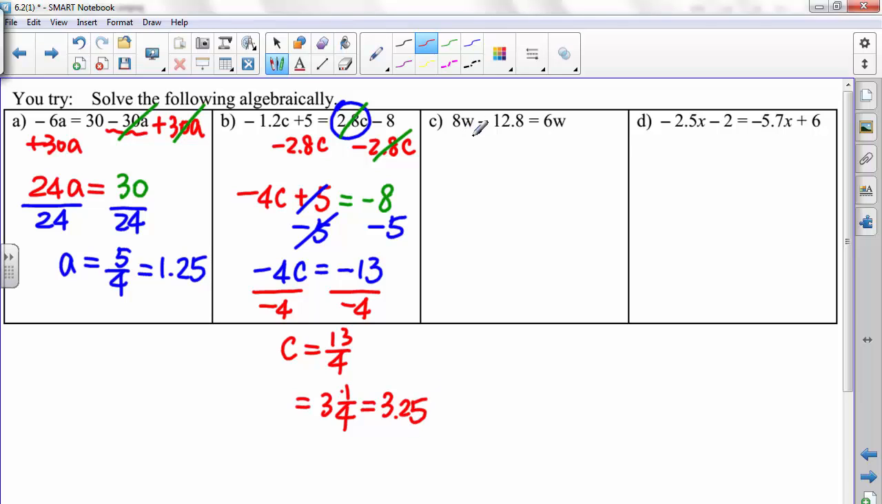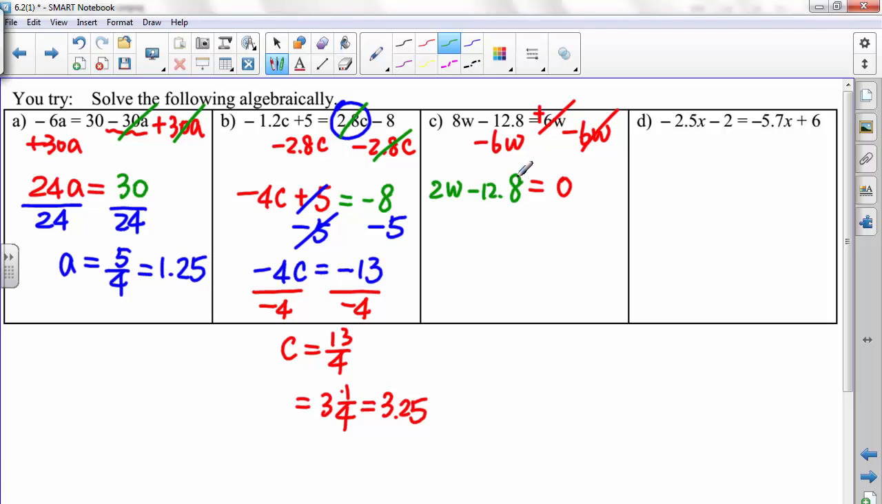Let's look at the third one. 8W minus 12.8 equals 6W. I want to remove 6W from the right side. So I do inverse operation. Positive 6W, I subtract 6W, or add negative 6W to both sides. These two got canceled out. That means on the right side, I have 0 left. Combine the like terms on the left side. 8W minus 6W, it's 2W, minus 12.8.